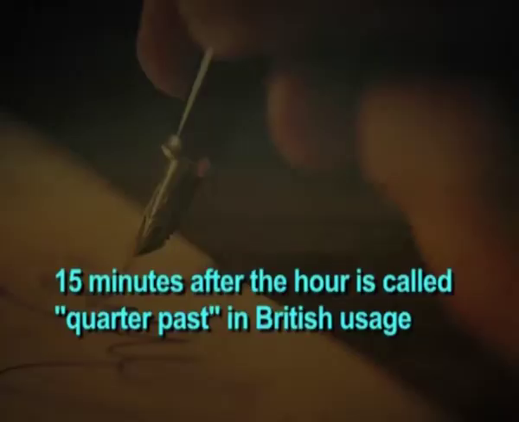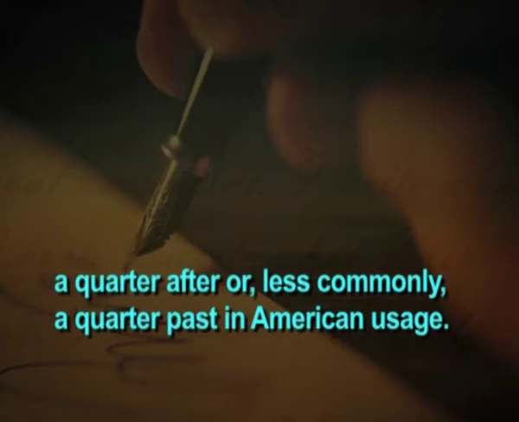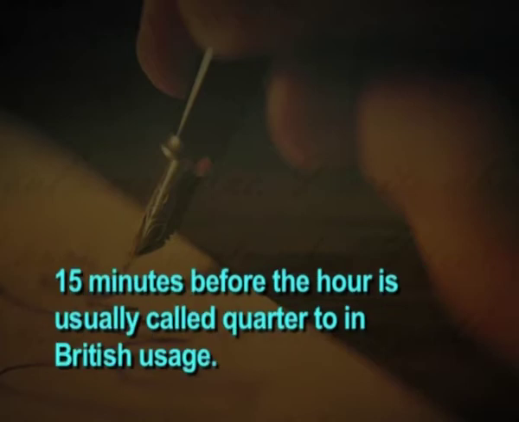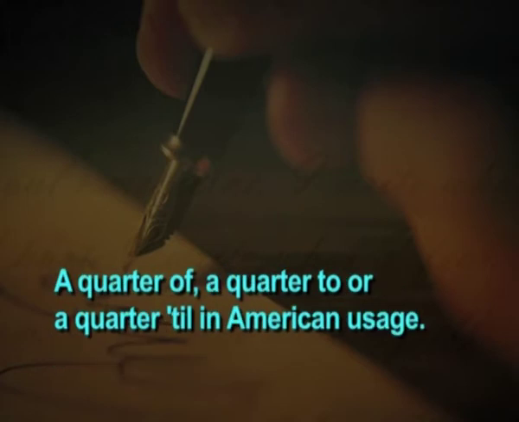Fifteen minutes after the hour is called quarter past in British usage, and a quarter after or, less commonly, a quarter past in American usage. Similarly, 15 minutes before the hour is usually called quarter to 5, quarter to 6 in British usage, and a quarter of or a quarter to or even a quarter till in American usage. That is the difference. Coming to writing the dates.